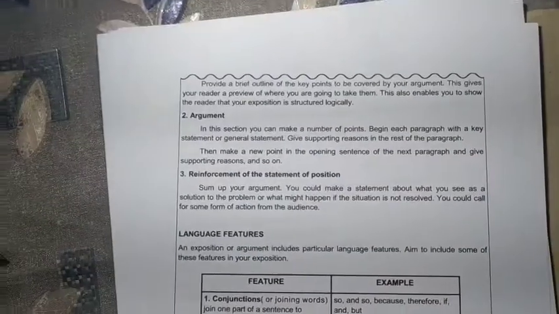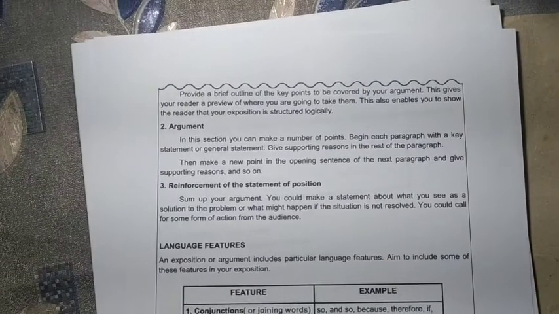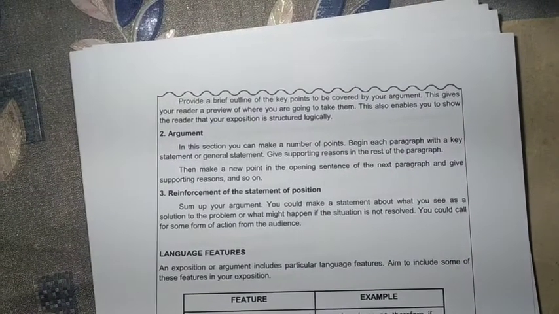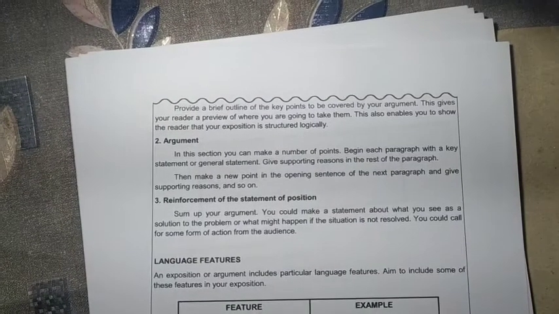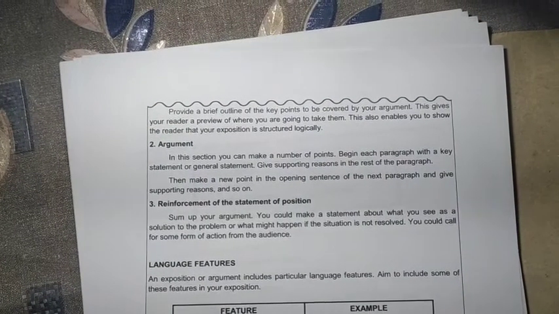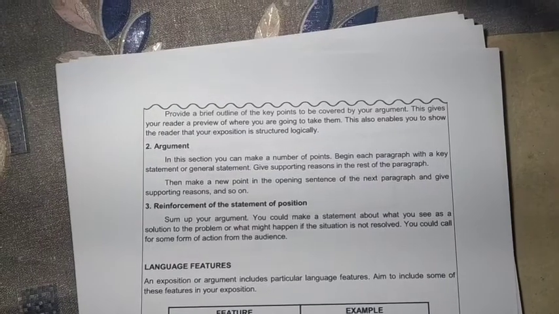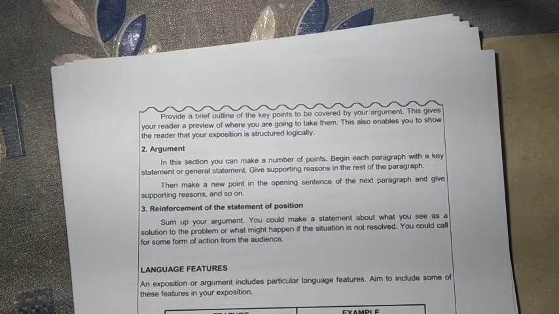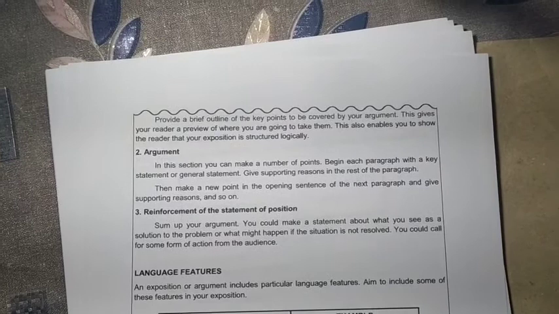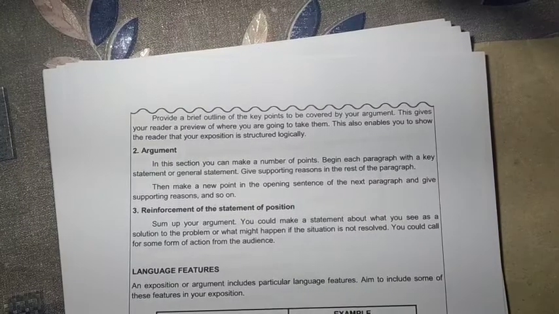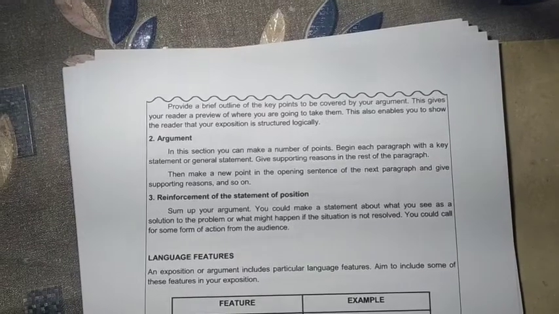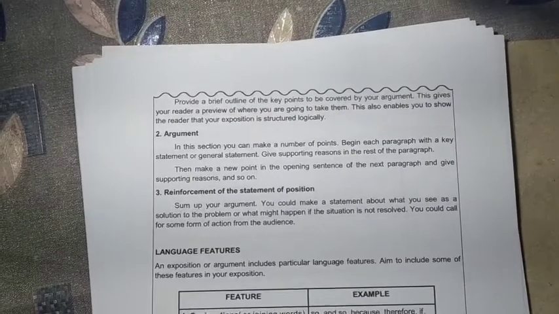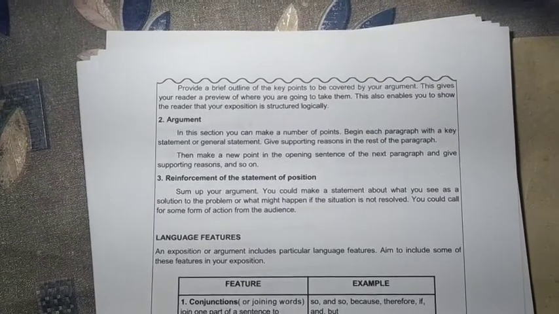So when we say argument in this section, you can make a number of points. Begin each paragraph with a key statement or general statement. Give supporting reasons in the rest of the paragraph. Then make a new point in the opening sentence of the next paragraph and give supporting reasons, and so on. So the first one will be your opening sentence. It is you presenting your own stand, your position.